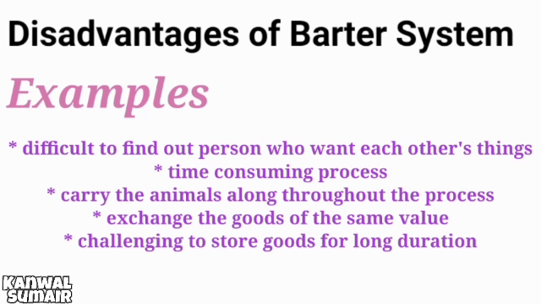Another problem was, for example, Zahid had a camel and he wanted 2 sheep. Ali had 2 sheep and he wanted a camel. But Zahid realized, how can I exchange my camel just for 2 sheep? My camel is of greater value. How can I give it only for 2 sheep?